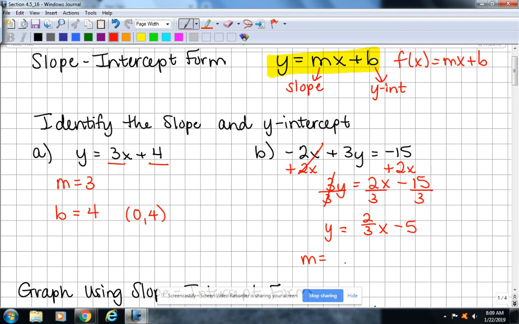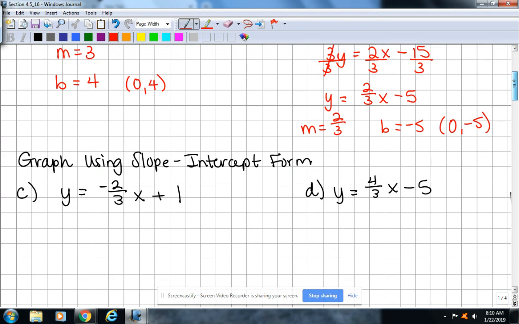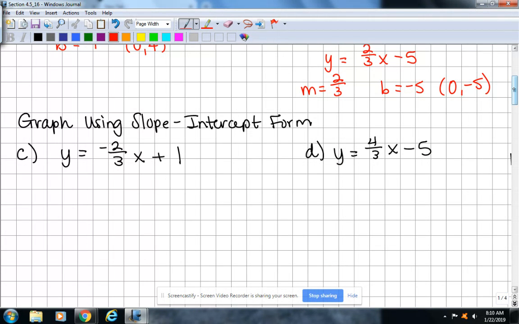So what is the slope of that line? 2/3. Positive or negative slope then? Which means the graph is going to be doing what? Going up from left to right. And what's my b? Negative 5. So what's the ordered pair for my y-intercept? 0, negative 5. So if it's in slope-intercept form, you pick out the m and b. If it's not in slope-intercept form, you put it in slope-intercept form and pick out m and b. Any questions? That was just a little bit of practice dealing with the equation, getting them in slope-intercept form, and picking out the key things.